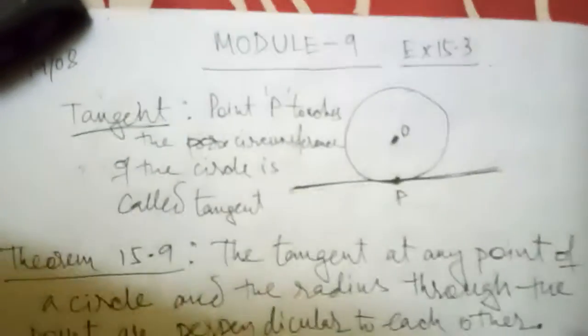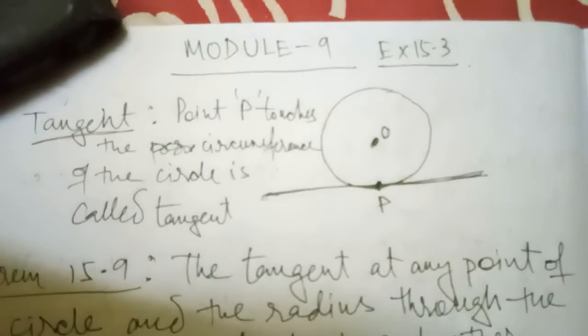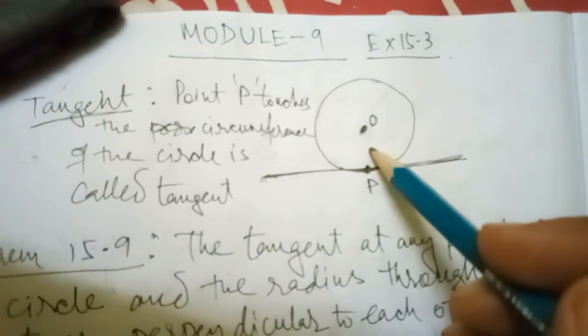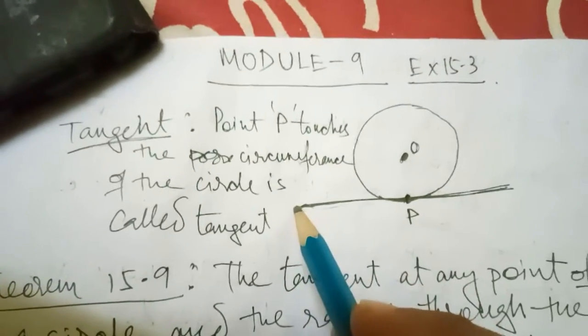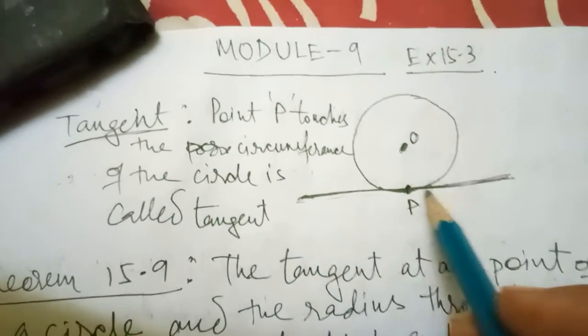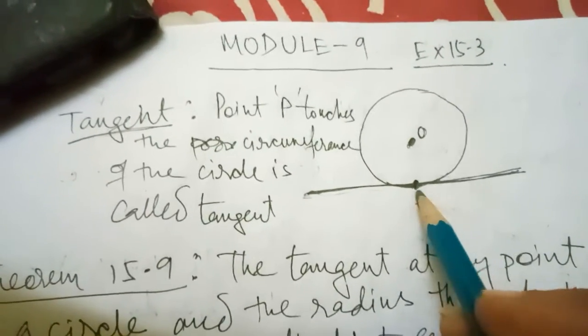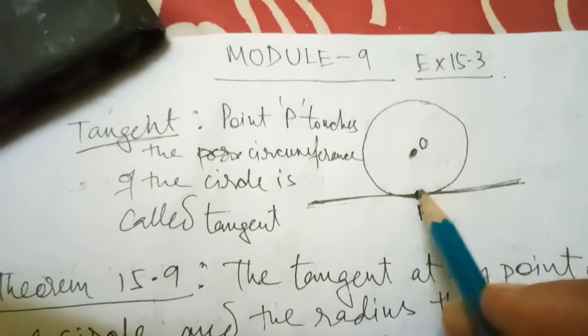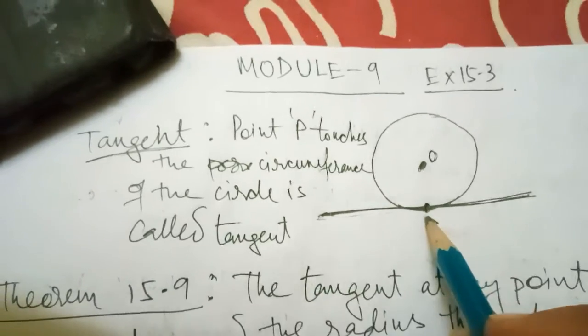You have to understand. I have drawn a circle over here with the center as O. Here a line is passing, just touching the circumference of the circle. The point where it touches the circumference of the circle is called the tangent.